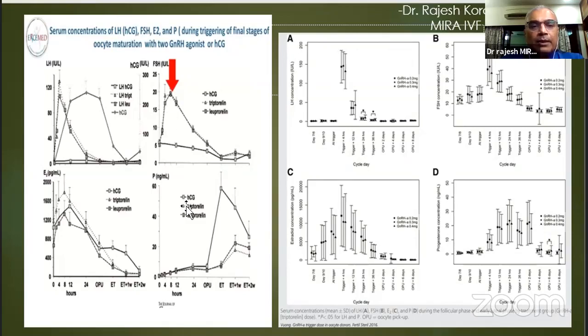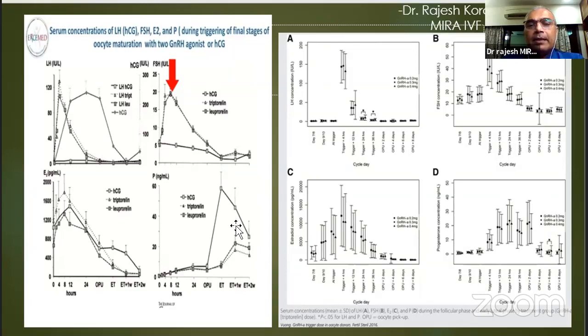Now, look at the progesterone. The progesterone level starts rising significantly after 6 to 8 hours after the trigger. See, here 4 hours, from here 8 hours, the progesterone starts rising. And this rise is exponentially more, 6 to 8 or 10 times, when hCG trigger is used. But it is less in the agonist trigger. And the progesterone level starts falling by the 4th or 5th day of trigger after hCG. So after hCG, the progesterone reaches peak in 2 to 3 days, and from the 4th day onwards, it starts declining.